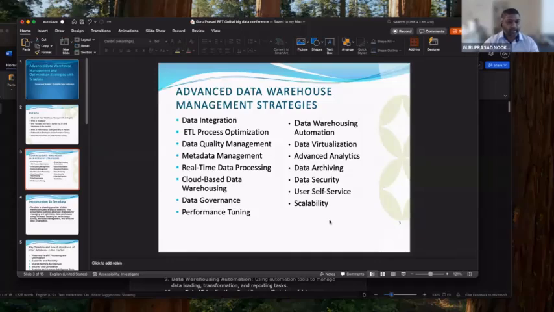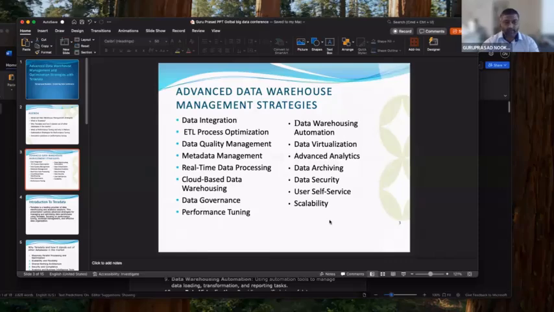Also, metadata management is organizing and tracking the data context, lineage, and usage to facilitate efficient data retrieval. Real-time data processing is leveraging technologies like stream processing for immediate insights rather than relying on batch processing. And cloud-based data warehousing is utilizing cloud infrastructure for scalable, cost-effective data storage and computation.